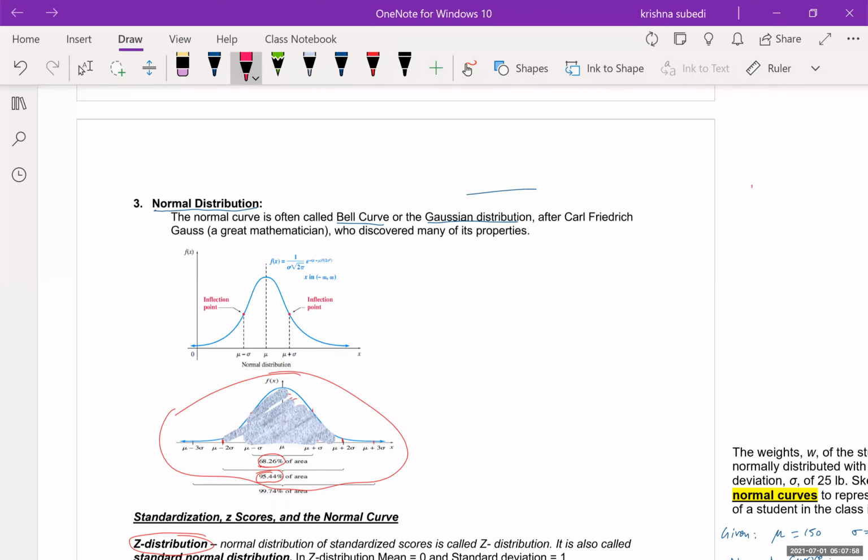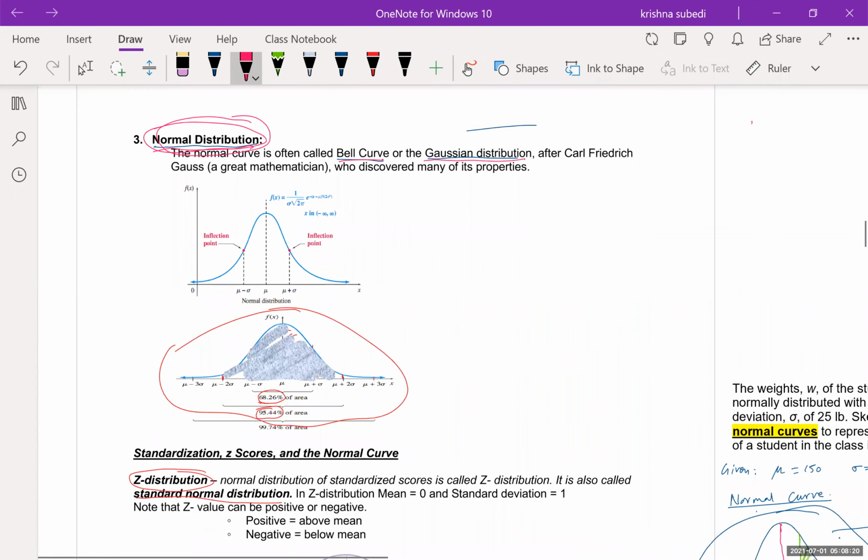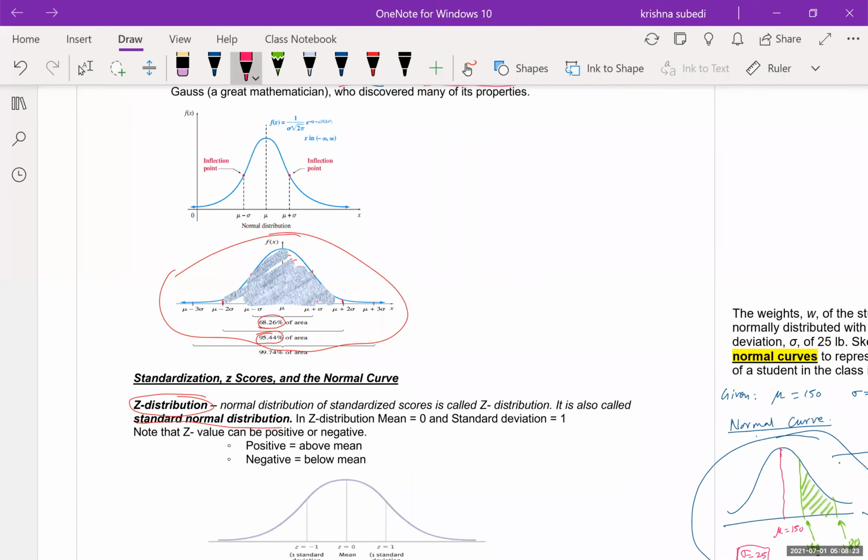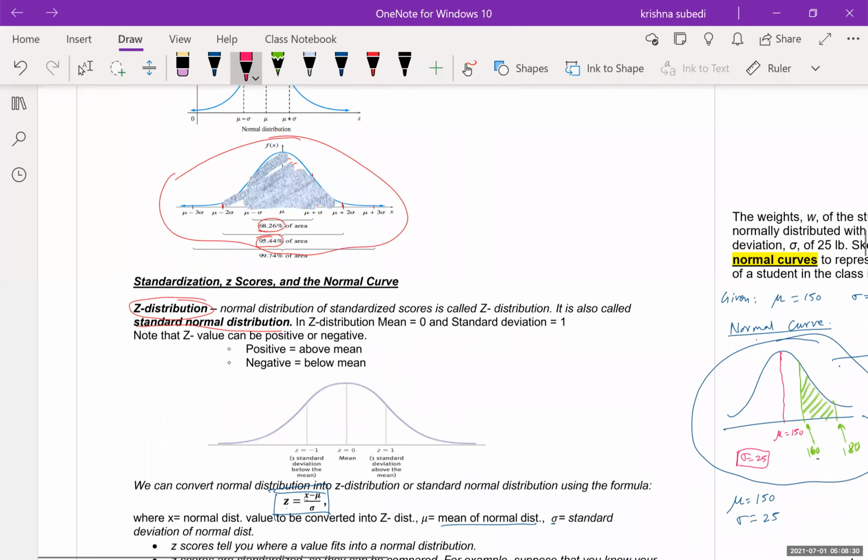Okay, in our last class, we began with the basic idea of normal distribution, and then we discussed that this normal distribution can be transferred into standard normal distribution. By the way, normal distribution is sometimes called bell curve or Gaussian distribution, and we learned how to convert the normal distribution into standard normal distribution, which is actually the Z distribution, Z curve, like here.